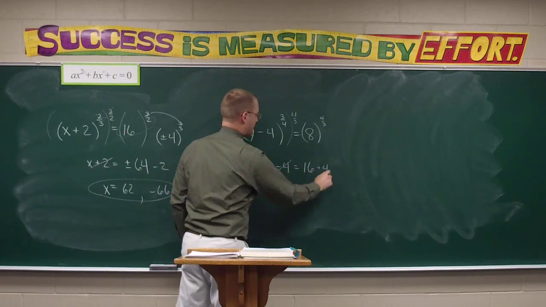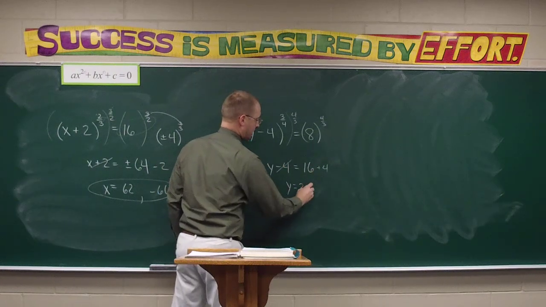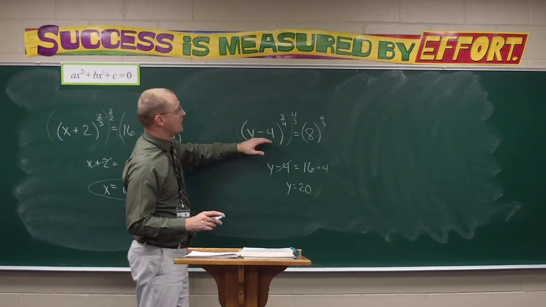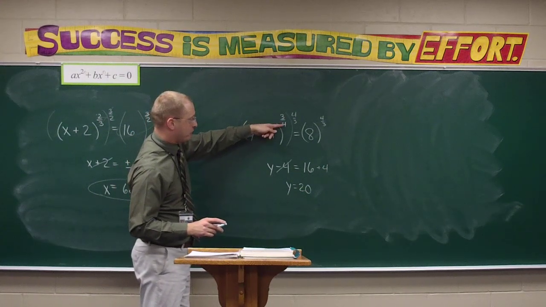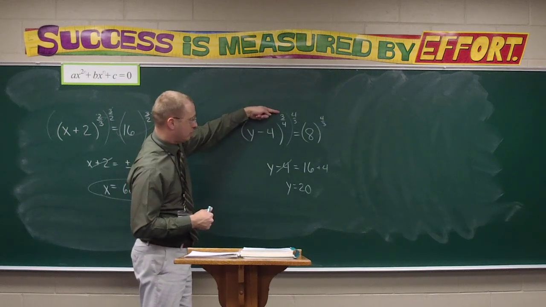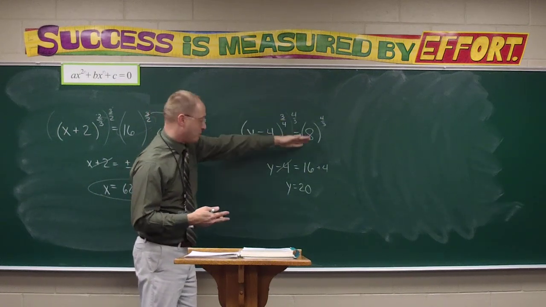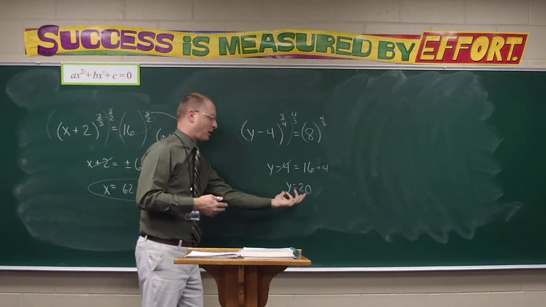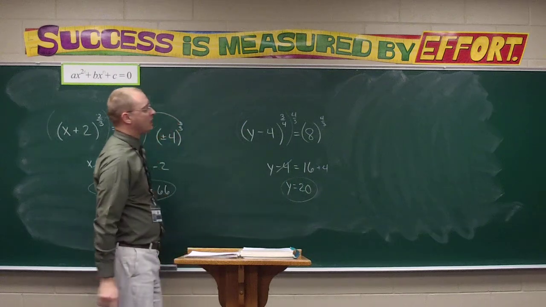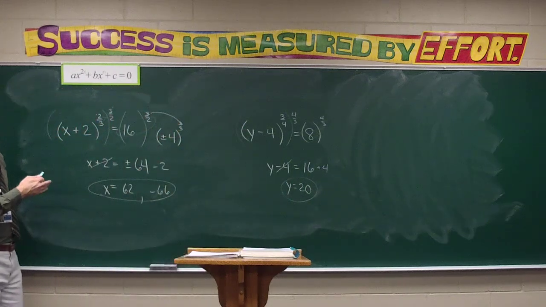Add 4 over as a positive to get y equals 20. Again, if you wanted to check, 20 minus 4 is 16. 16 to the 3/4 power means 4th root of 16, which is positive or negative 2. Cube, let's assume the positive 2 would be 8. The negative 2 wouldn't, but you plugged in one number, so it does check. It's one way of reading it. And there we go with our 20. Questions on that?